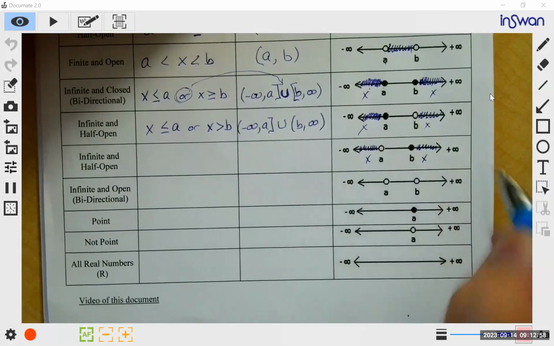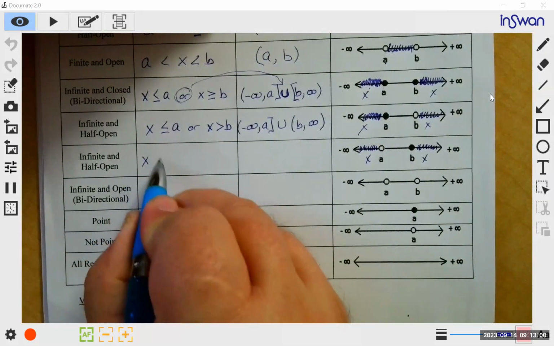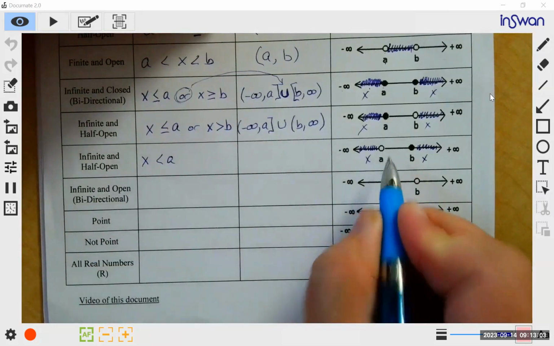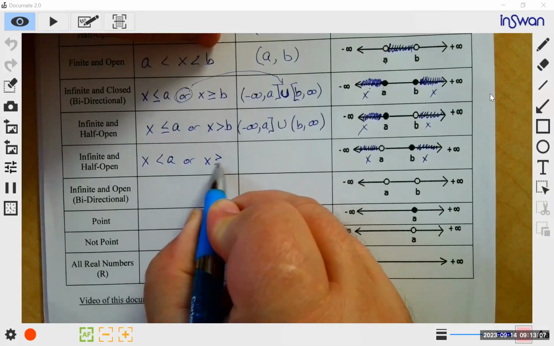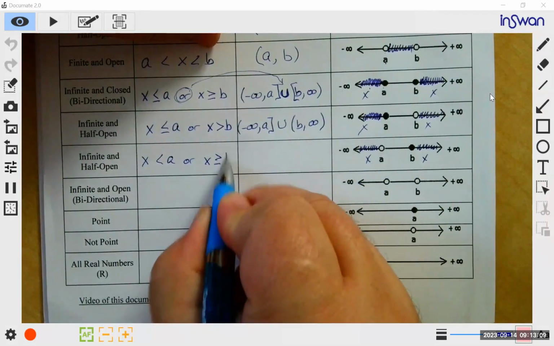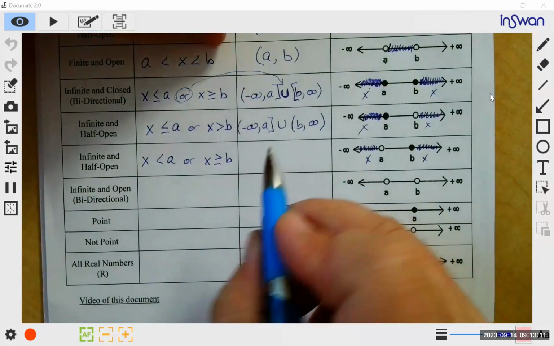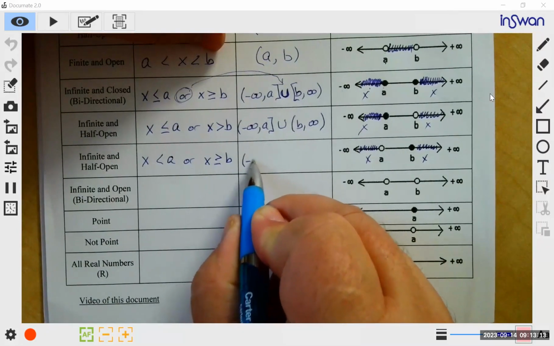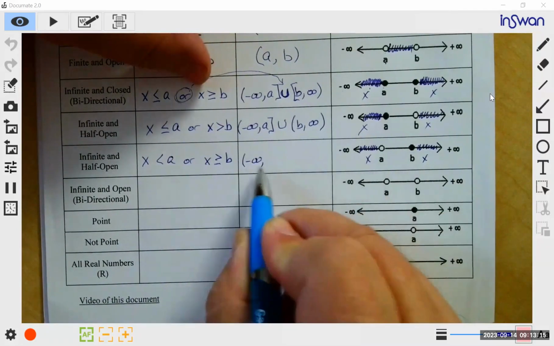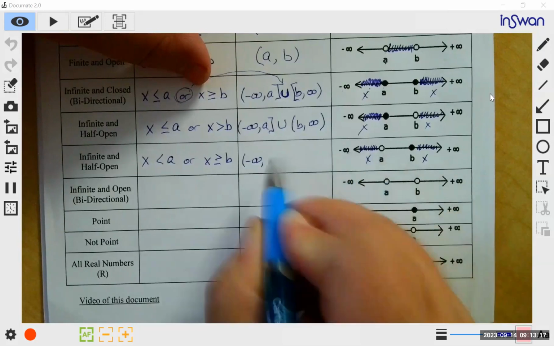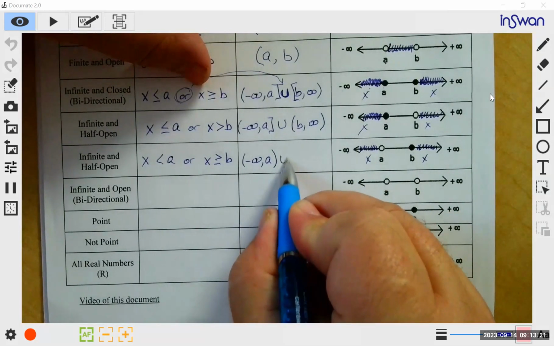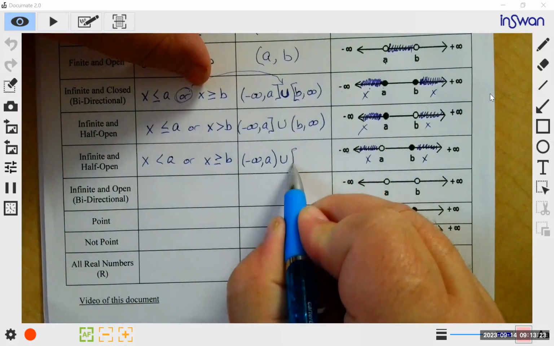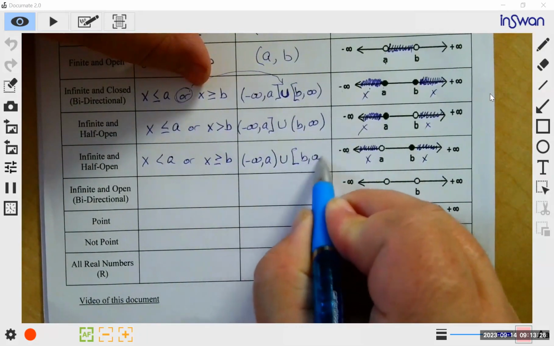These are my X's. So X can be strictly less than A. I cannot use A. Or X can be greater than or equal to B, which is negative infinity all the way to A, union with bracket B to infinity.